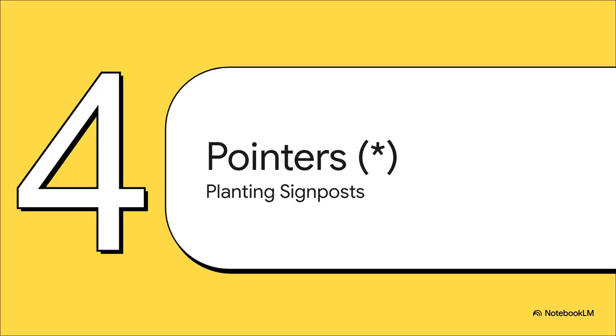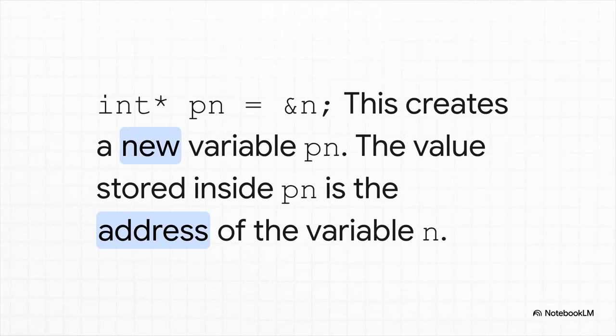All right, now this is where it all comes together. This is the big idea. What if we wanted to create a new variable, but we don't want it to hold data like the number 44? We want its only job to be remembering the address of another variable. We wouldn't build another house for that, would we? No, we'd plant a signpost, and that is what a pointer is. Let's look at the code for making a signpost. int *pn = &n.